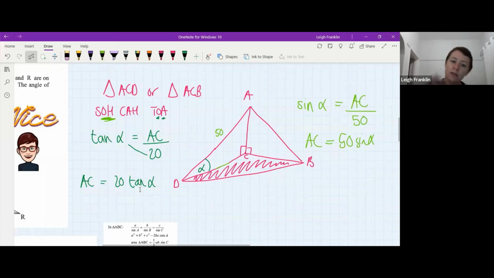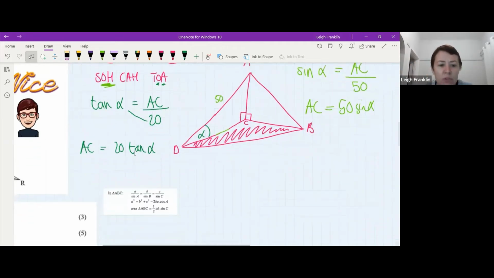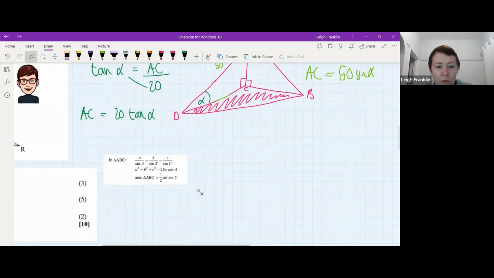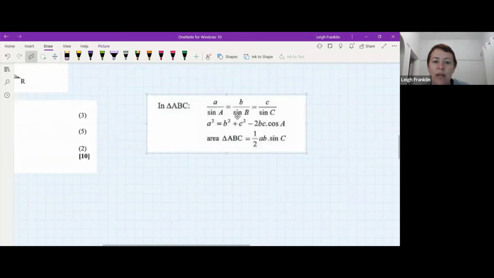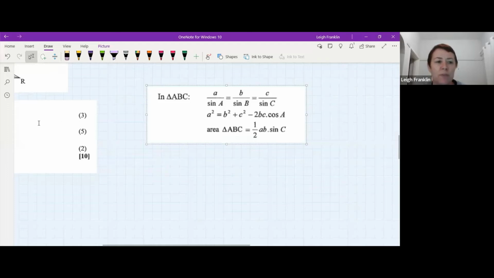Okay, so if a triangle is right angled, you use SOHCAHTOA. If a triangle is not right angled, you use the sine rule or the cosine rule or the area rule. It's that straightforward. Now, when it comes to the sine rule and the cosine rule, the situations in which we can use these rules differ a little bit. So this particular question that we're going to do here, we're going to use the sine rule.